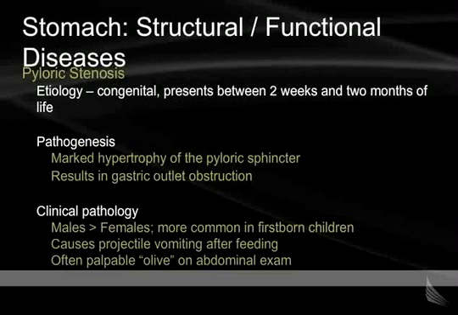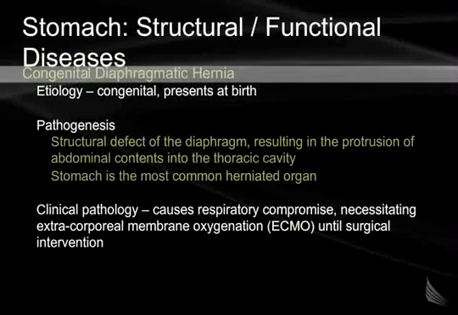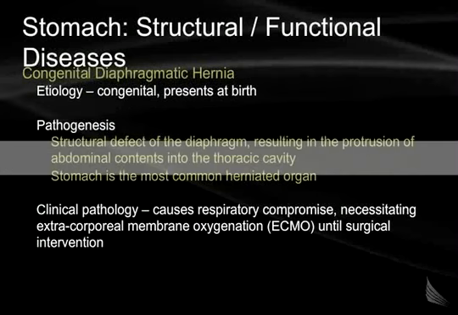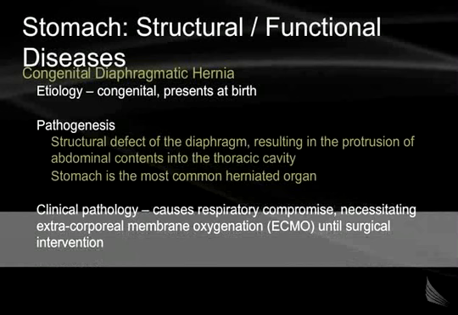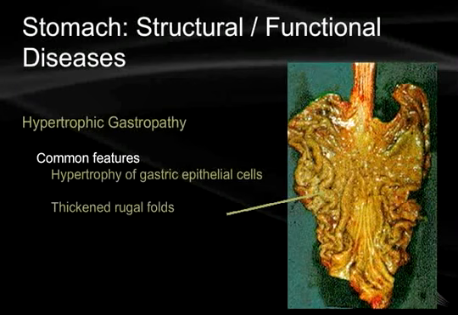The pathology is usually males greater than females, most common in the firstborn children, and it causes projectile vomiting after feeding. Congenital diaphragmatic hernia usually presents at birth. The pathogenesis is the structural defect in the diaphragm resulting in protrusion of abdominal contents into the thoracic cavity. That is, they don't have a diaphragm that closes completely, and so anything in the abdomen protrudes and herniates up into the thorax.